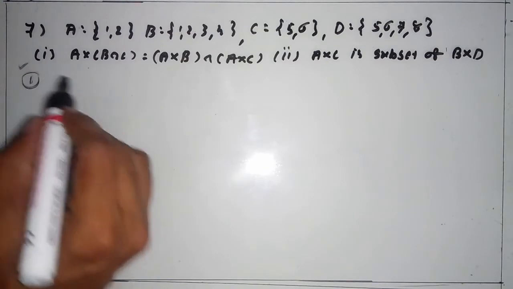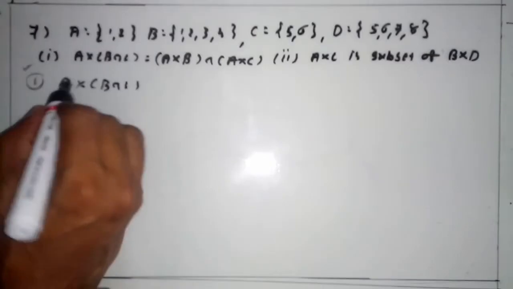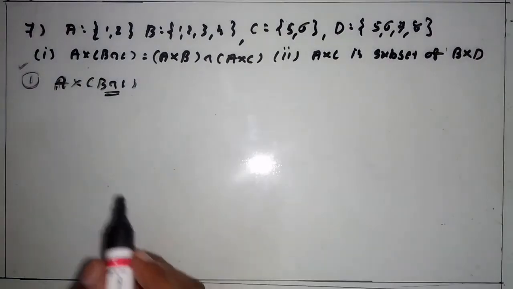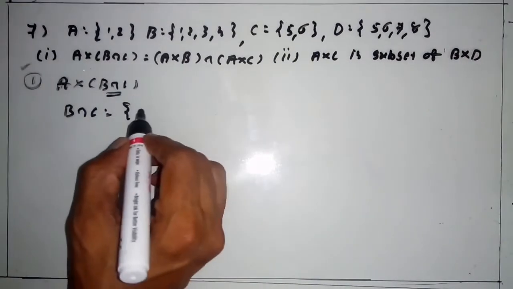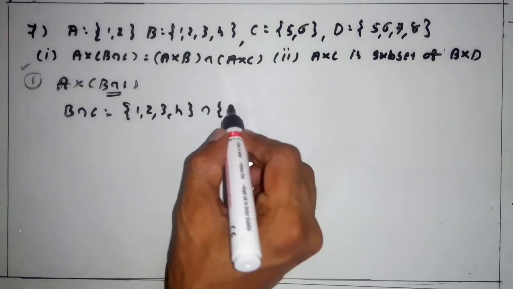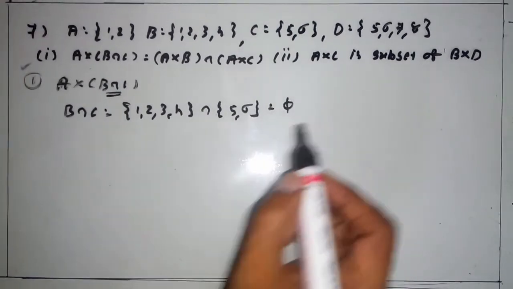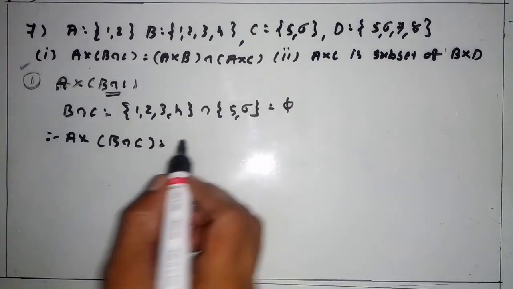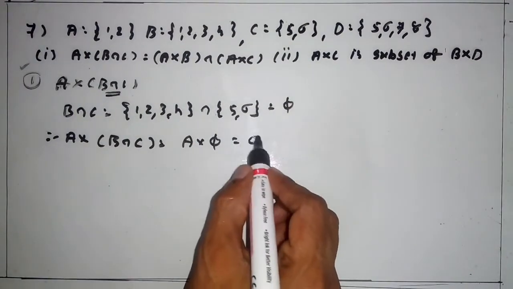For the first, A × (B ∩ C). Remember this here. First we get B ∩ C. So B ∩ C is equal to {1, 2, 3, 4} ∩ {5, 6}, and the intersection of these two sets is a null set. Therefore, A × (B ∩ C) is equal to the null set. We know that.